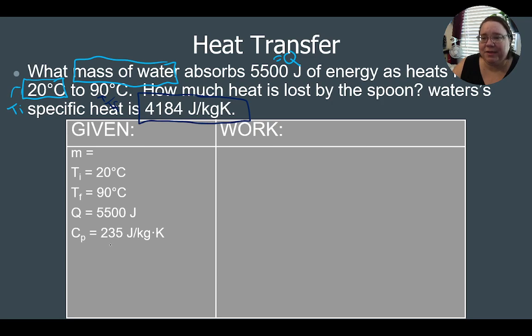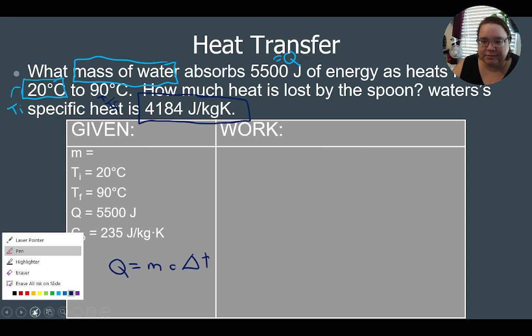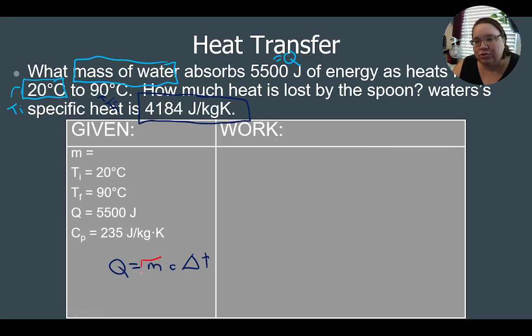So this time, I'm not being asked to solve for Q. I'm being asked to solve for my mass. So if I'm not good at algebra, and I cannot rearrange this equation to get mass by itself, then I'm going to use the triangle. Remember, this triangle is a little bit different than our normal ones. It has 3 spots on the bottom. 1 for M, 1 for C, 1 for delta T.